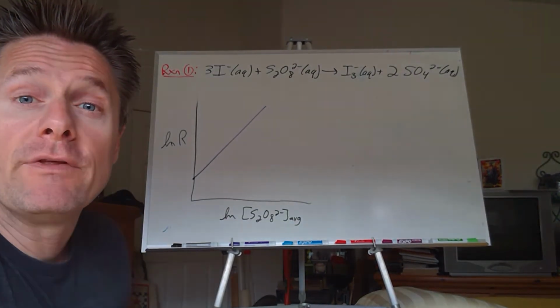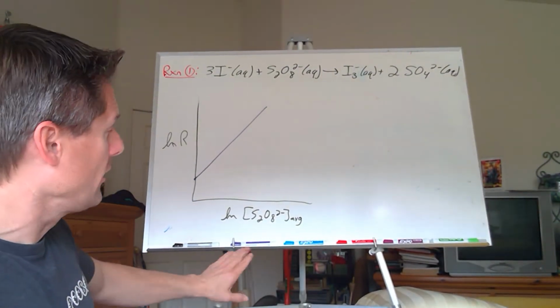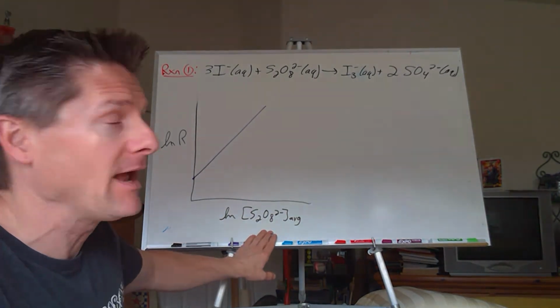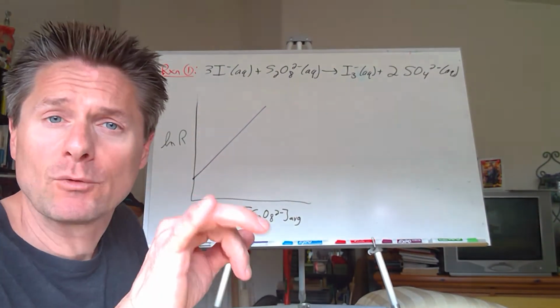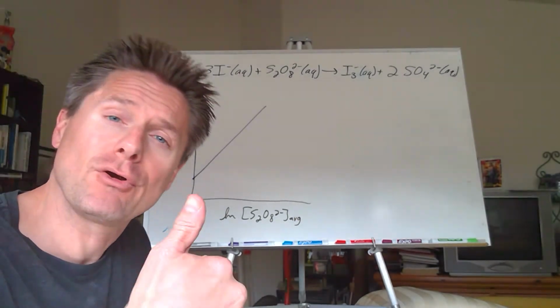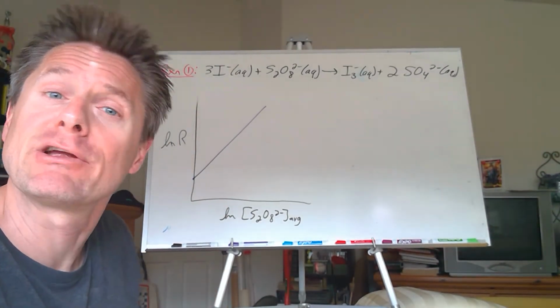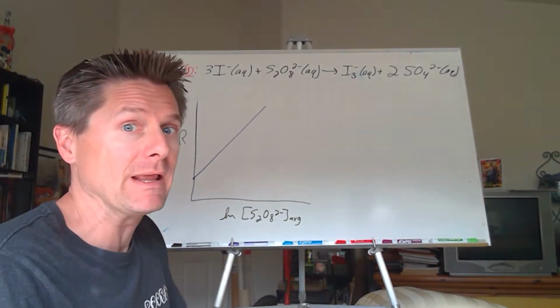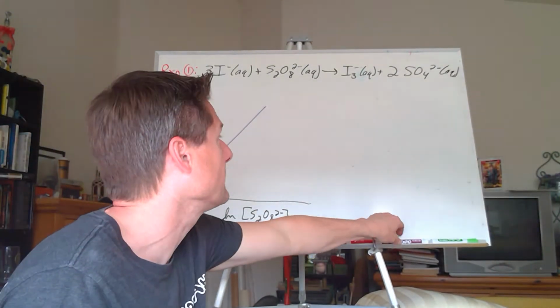All right, so if we do this graph, log of the rate versus the log of the average peroxydisulfate ion concentration, and do a least squares fit, which you're going to do in Microsoft Excel. You'll be turning this graph in along with your data sheet and your calculation sheet, and I'll be grading those. It's going to be a lot of calculations, which we'll talk about in a second.